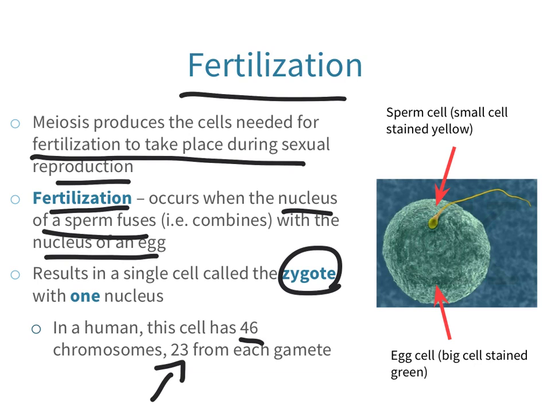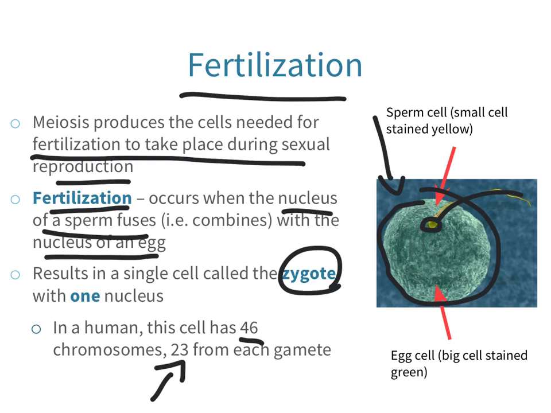So there's a cool picture over here. This is actually a picture from a microscope that's been colorized. The photo was taken in black and white and color was added after the fact. But you can see here's an egg cell. And here's the little sperm cell, and the sperm is penetrating the egg cell so that their nuclei can combine to do fertilization.